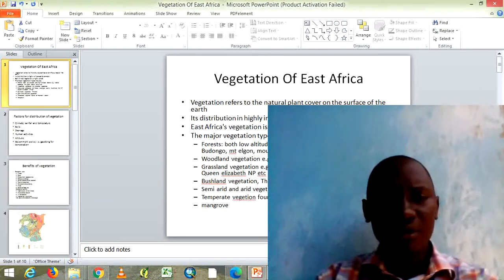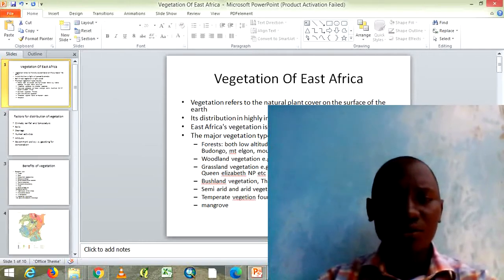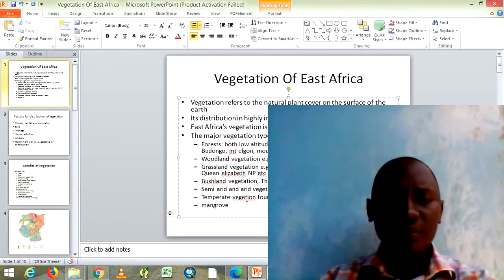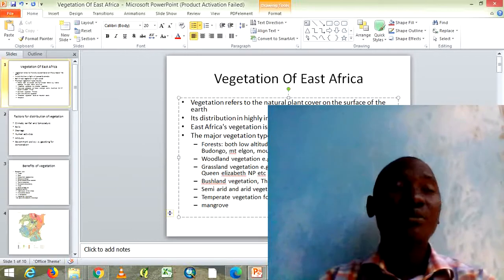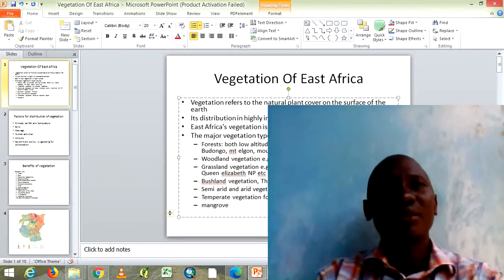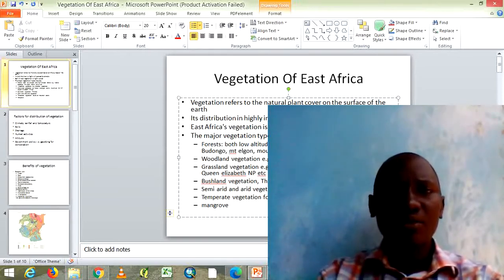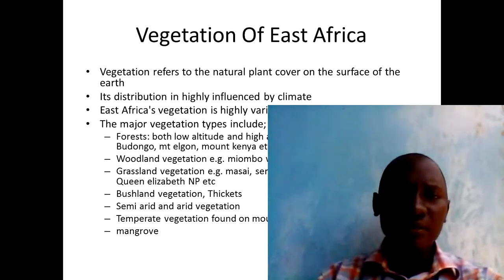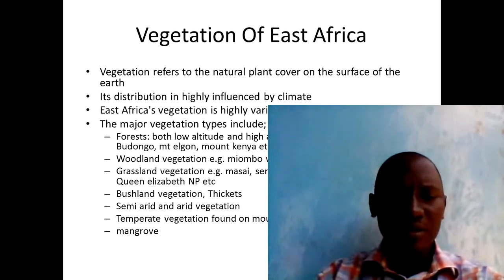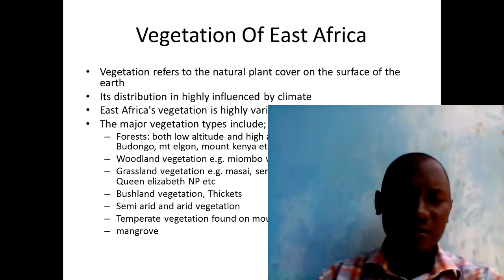So we have the semi-arid vegetation. Then the temperate vegetation, the one which is found on the peaks, on mountains, at altitudes above 2,700 meters above sea level. You find temperate vegetation, for example, the heath and moorland found on mountain peaks. This is temperate vegetation. This is heath and moorland found in the mountains.